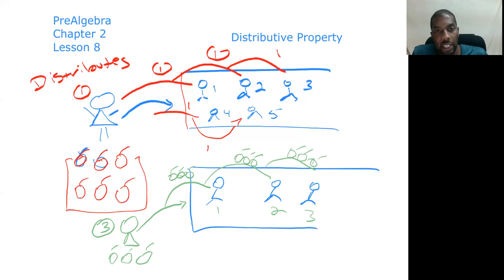So no matter if it's teacher number 1 or teacher number 2, teacher number 1 gives the same amount of apples to every student in a room. Teacher number 2 does the same thing. She gives 3 apples, a consistent number of apples, to each student in each room, okay? That is the basics of the distributive property. Let's talk about it in terms of math, okay?